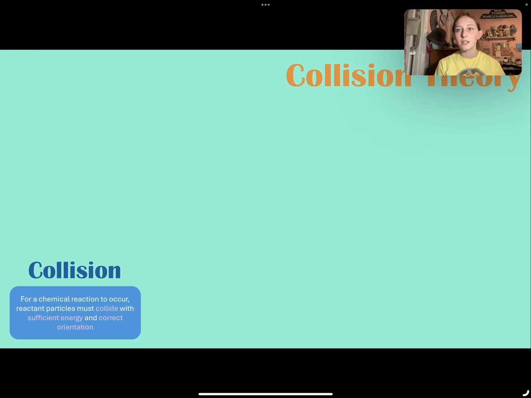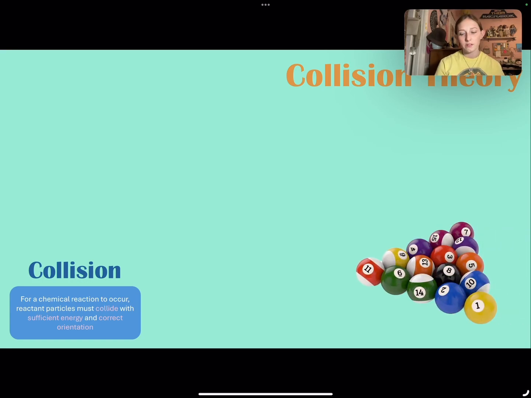So, the first main component of collision theory is collision. I like to think of the molecules as pool balls. So, you hit a pool ball, it collides with another one, they bounce off. This is what the particles do. This collision is what allows it to occur. They have to interact with one another in order for a reaction to happen.